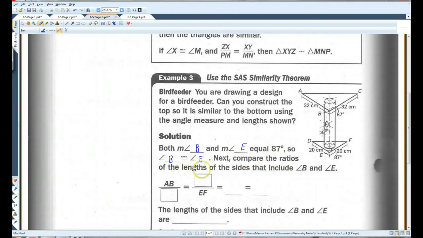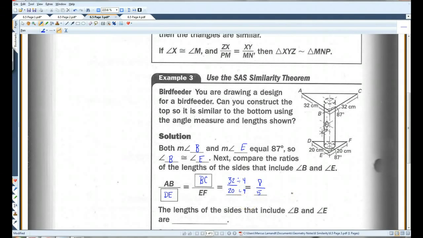Now we're going to compare the ratios of the lengths of the sides that include angle B and angle E. These sides would be AB and DE. That's this side and this side. BC and EF. That's this side and this side. Okay, now we actually are given the measures of each of these sides. AB is 32. DE is 20. BC is 8. Or actually, you know what? They are the same thing. 32, 32, 20, and 20. This simplifies to 8 over 5. That's if you divide top and bottom by 4.